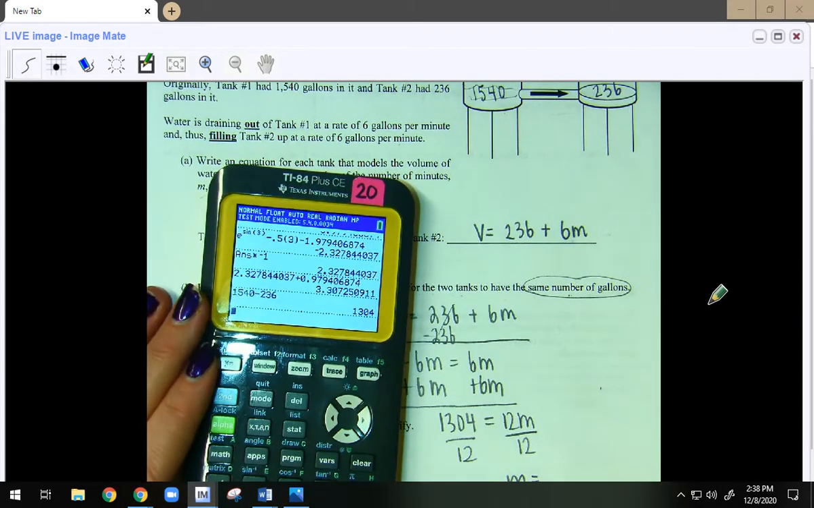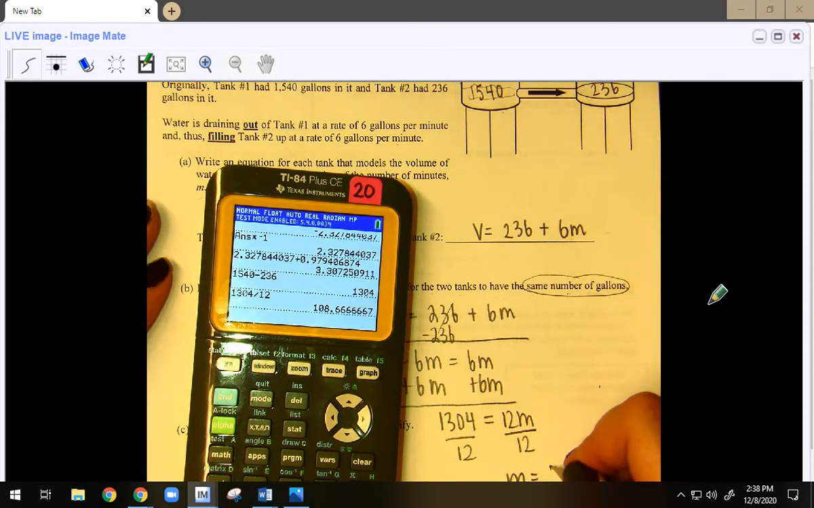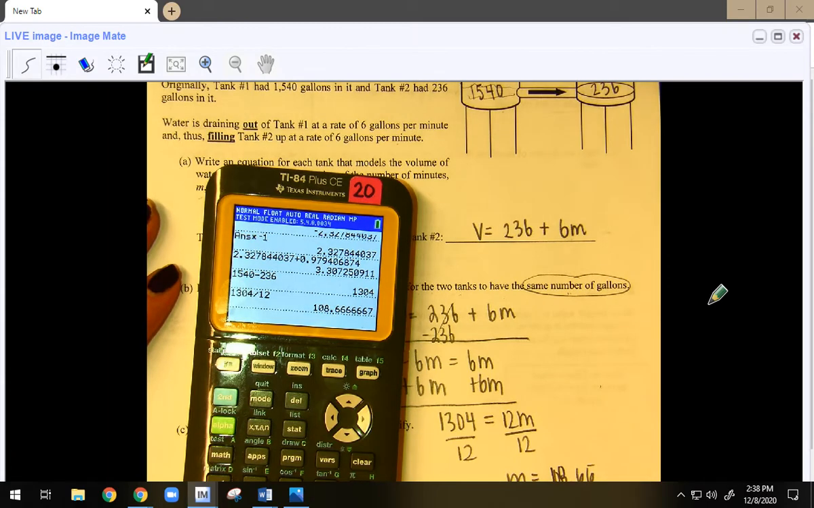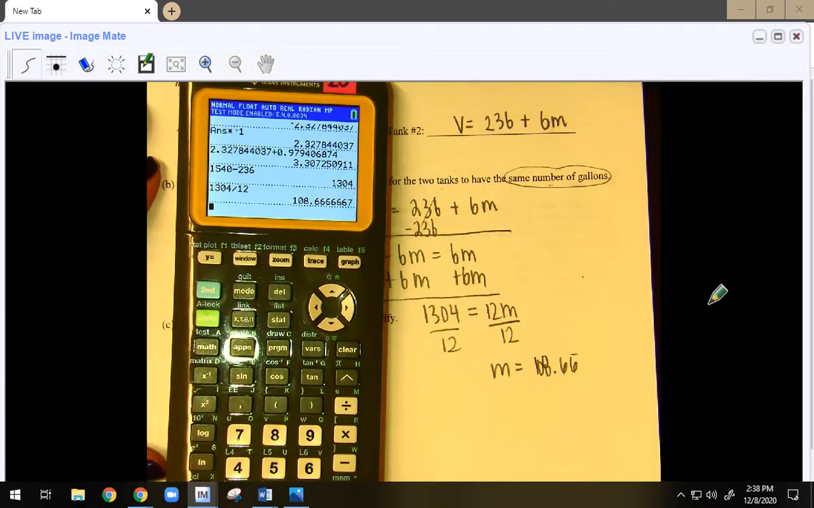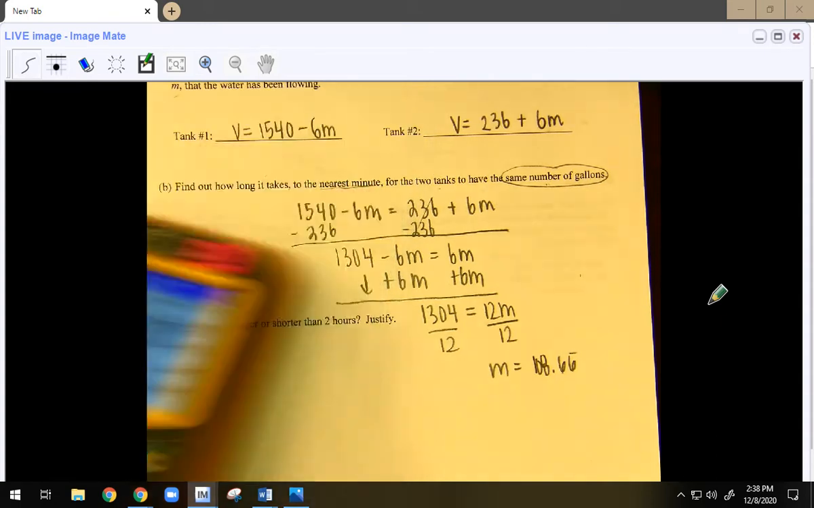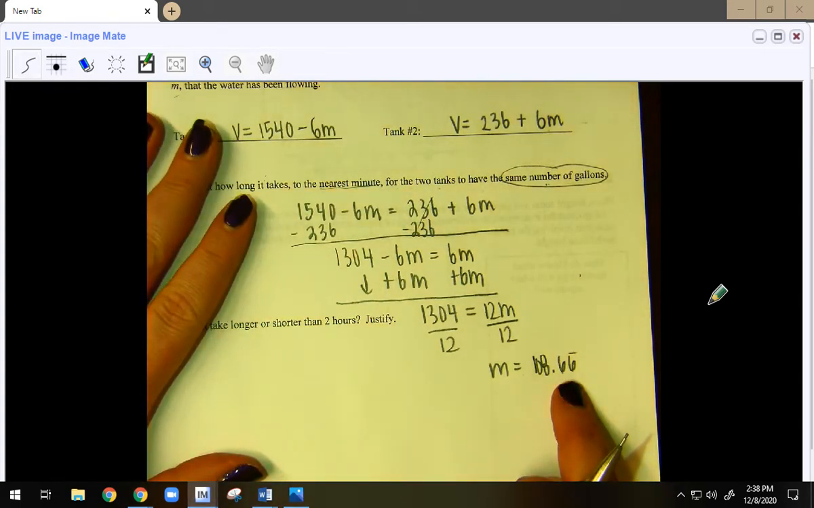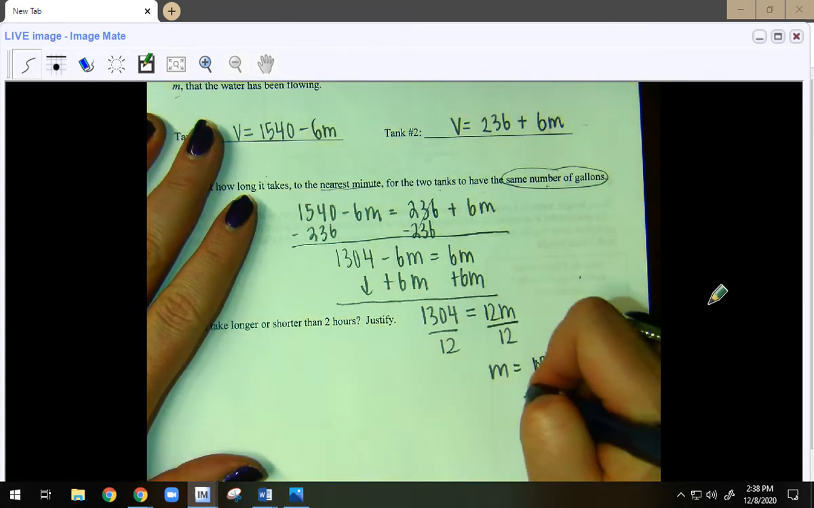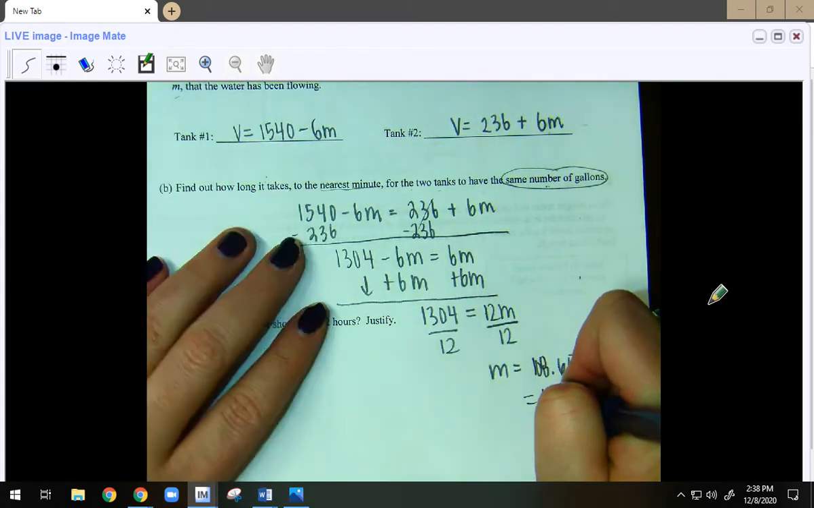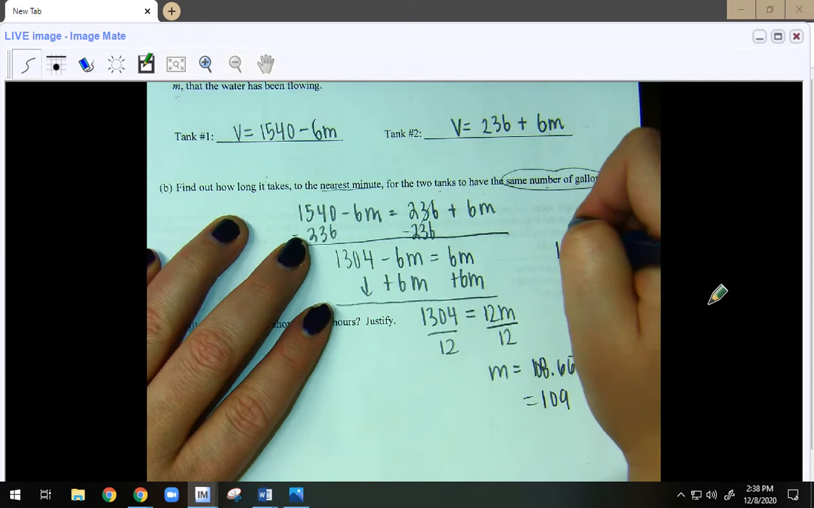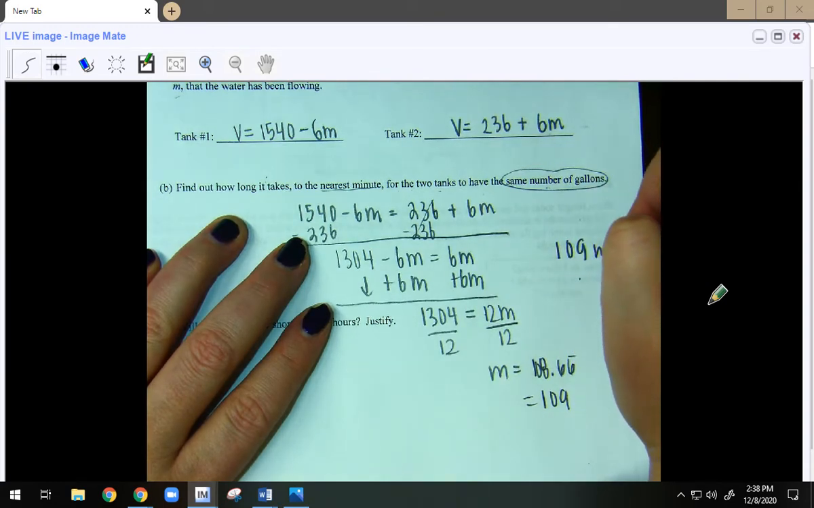So the minutes is going to be 1,304 divided by 12, which is 108.66 repeating. But it asks me to round to the nearest minute. Since I'm over 0.5, I'm going to round up to 109. Find out how long it takes: 109 minutes.